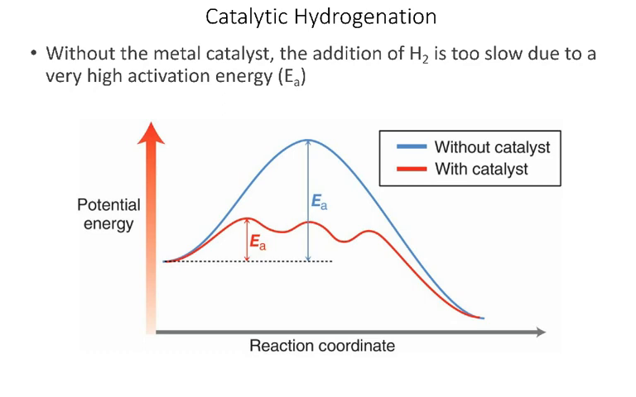Without the presence of a catalyst, the addition of H2 to the double bond is much too slow due to a very high activation energy. But as we've learned previously, a catalyst speeds up a reaction by changing the mechanism, and we can see in this schematic that we've changed the mechanism because it went from a one-step mechanism to, in this case, a three-step mechanism, and in the process we lowered the activation energy. So by lowering the activation energy, the catalyst speeds up the reaction, right? But it does not change the reactants or the products.